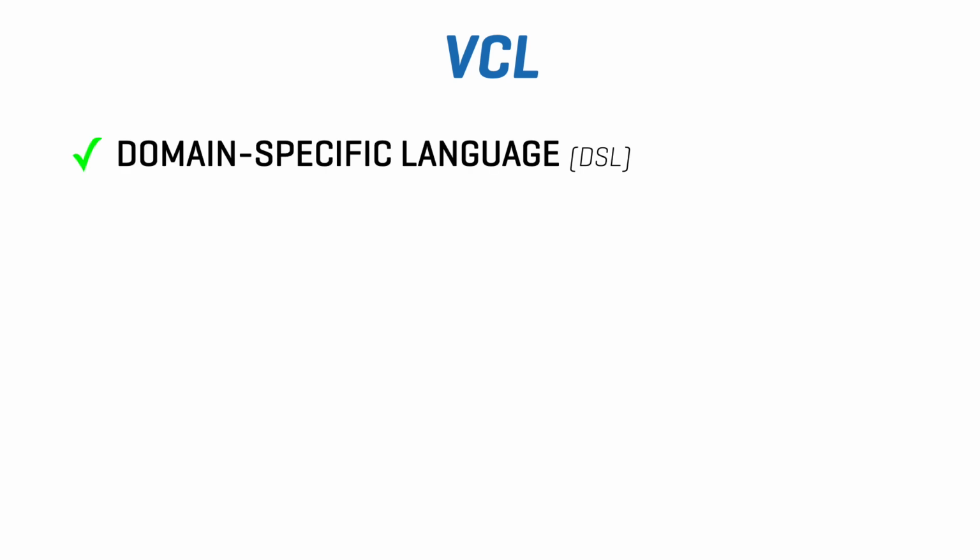Let's get back to VCL. VCL is a domain-specific language, meaning that it can only be used with Varnish and has no other implementations. Its syntax has a curly braces style similar to C, Java, and other languages, and it's not a language that you use to program your behavior in a top-down manner.